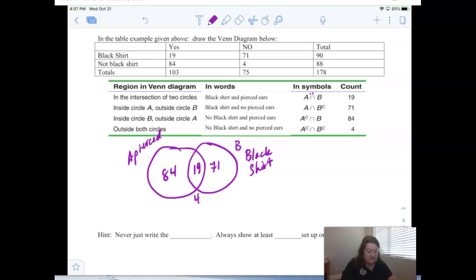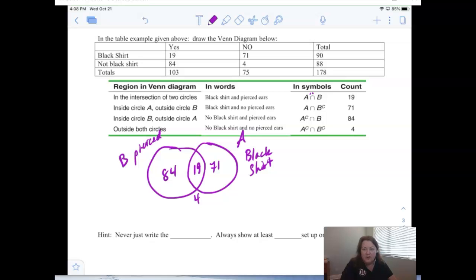Why is that 71? Do I have them reversed? I think we have them reversed. All right, that's fine. Goes against our rule about what's the first thing, what's the second thing, but that's okay, I can cope. Okay, so if I wanted to do black shirt and no pierced ears, so that would be A and not B. So nothing in B gets counted, so I can count the 71, and that's it. I can't count the 4 because it's not part of the group of A.